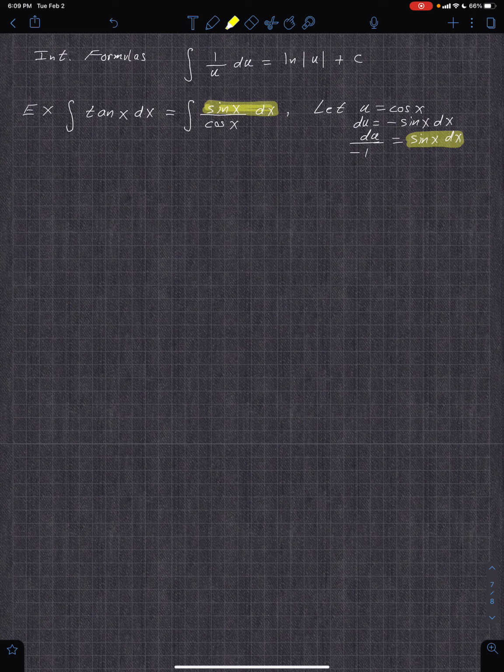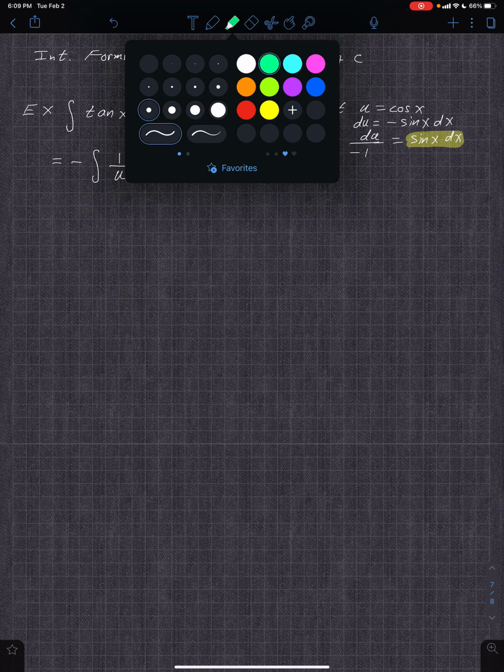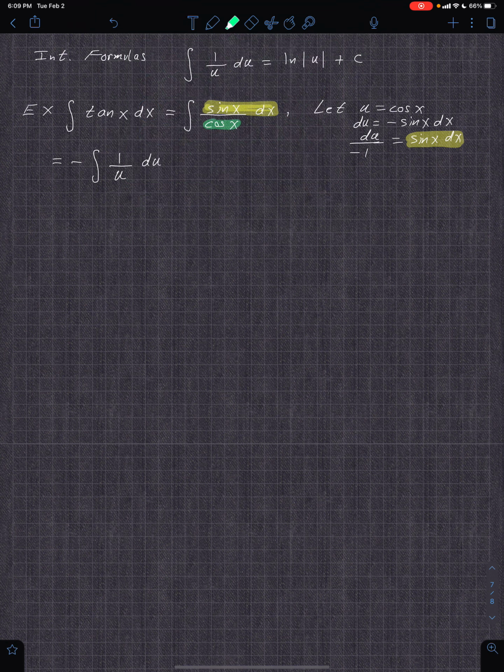Okay. And so we replace that with your negative sign. So that equals then negative integral of 1 over u du, right? I mean, there's your u. Let's change the color on that. There's your u. And then your sine x dx becomes your du right here. And then I just take out the negative.